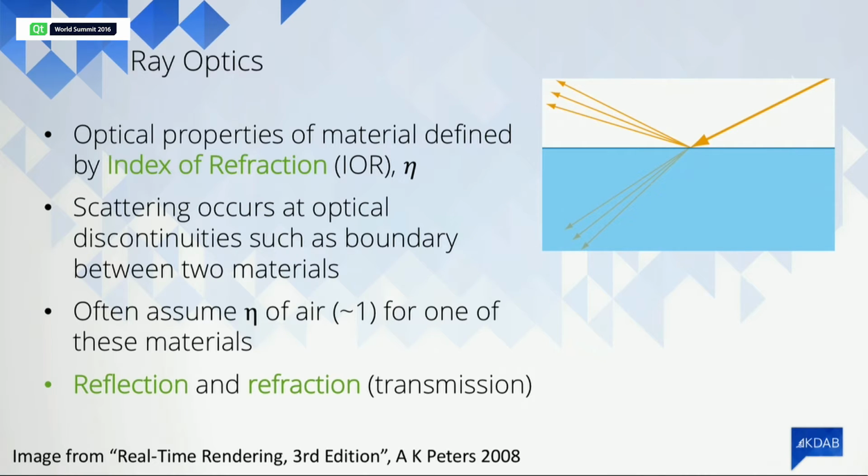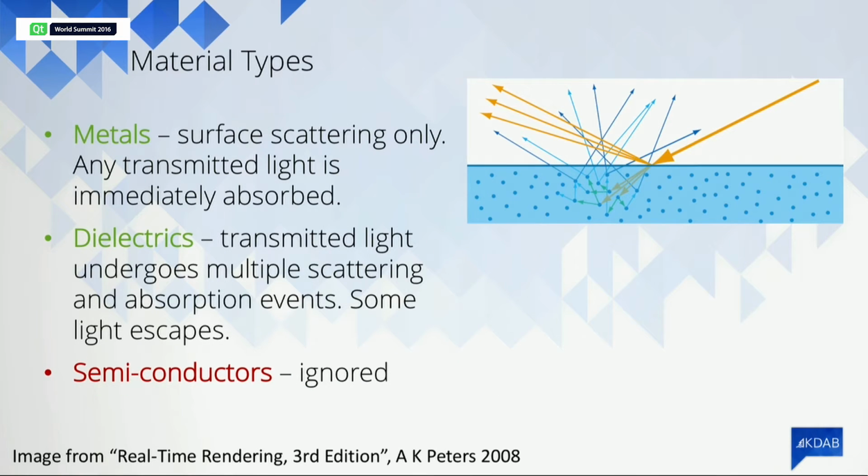Now, we have various things that happen at that boundary. Some light can be reflected, and some light can be refracted, and then undergo further scattering events. Different material types behave in different ways. Metals typically undergo surface scattering only. They have a sea of free electrons inside the body of the material, which very, very quickly absorbs any light that does manage to penetrate. So for all intents and purposes, metals undergo surface scattering only, not absorption.